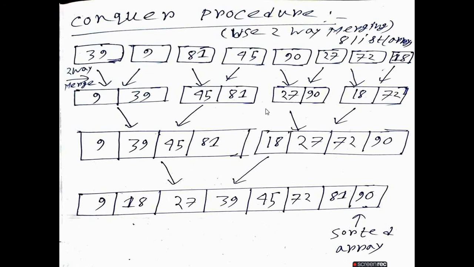There are 4 arrays having two elements each: the first, second, third and fourth array. The first array's elements are 9 and 39. The second array's elements are 45 and 81. The third array's elements are 27 and 90. The fourth array's elements are 18 and 72. Again use the two-way merging.